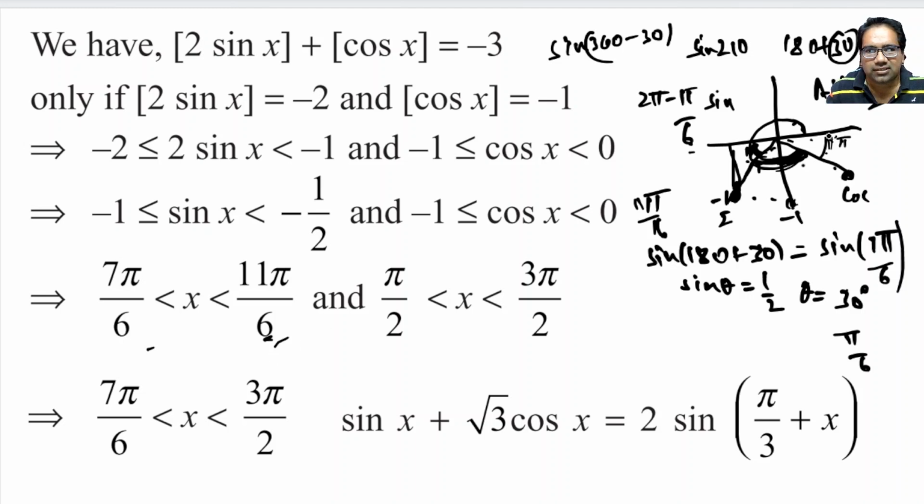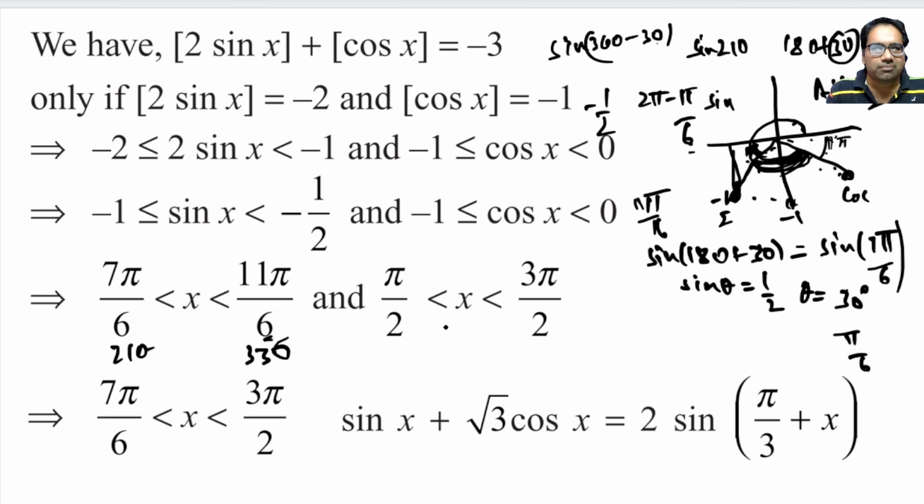So, sine of 360 minus 30. What we'll do? We'll take sine 30, which is half. But this is in Q4. In Q4 sine should be negative. So, this is also minus half. Right. So, that is the value of sine 330 degrees. So, essentially what we are saying, this angle X should lie between 210 and 330, which is nothing but 7 pi by 6 to 11 pi by 6. Okay, X is lying in this range.